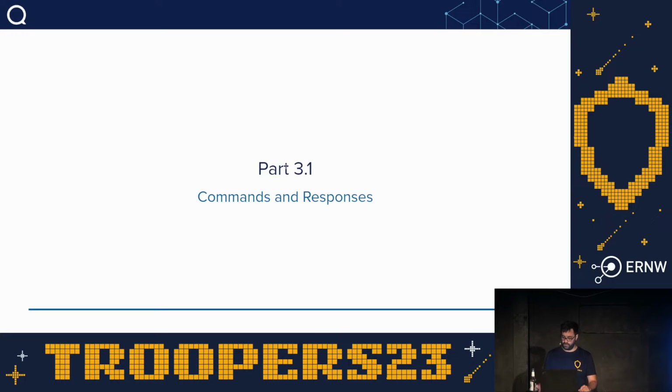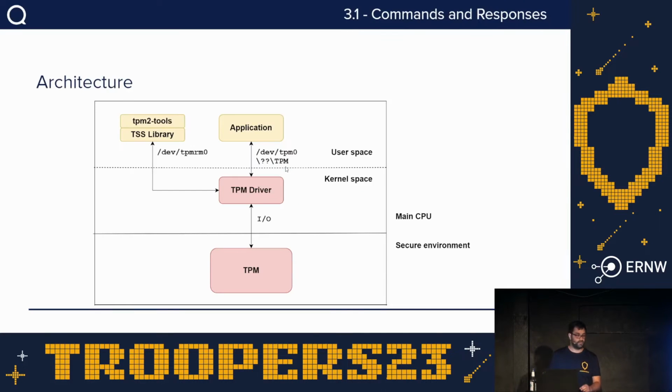So let's move on to the TPM protocol internals so that we can later understand the vulnerabilities. First, let's take a look at the format of the commands and responses when you are communicating with a TPM. This is a really simplified view of how you communicate with a TPM. On the upper part, we have the main CPU, and on the lower part, we have the secure environment with the TPM. Your application running in user space opens a TPM device, which is offered by a TPM driver.